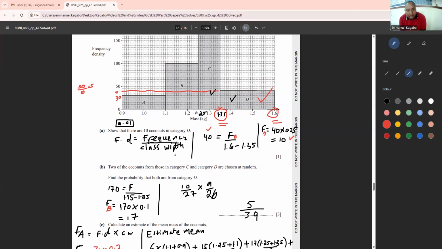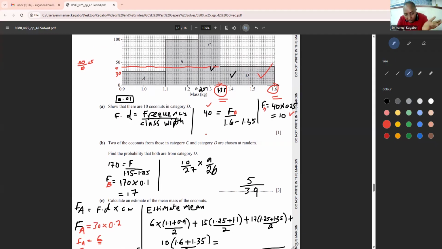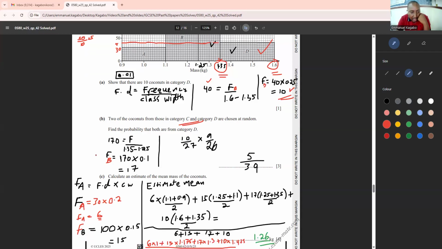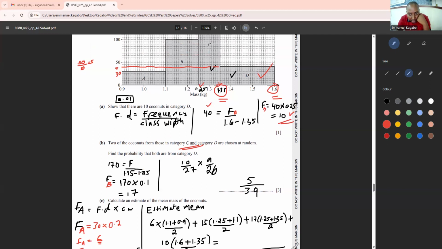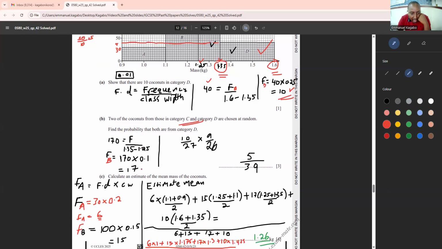Two of the coconuts from those in category C and category D are chosen at random. Find the probability that both are from category D. Okay, very good. It's about probability. We know the frequency for D, but we don't know the frequency for C. So we need to use the same formula: frequency density is equal to frequency over class width. So we say 170 is equal to F over that. This is the class width for C. You check, I put them there. You can read the value. So when you subtract them, you're going to have that, and that's the frequency.